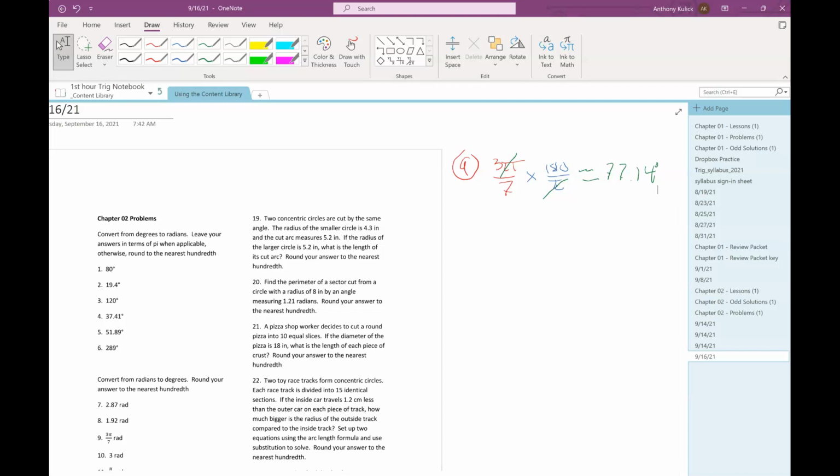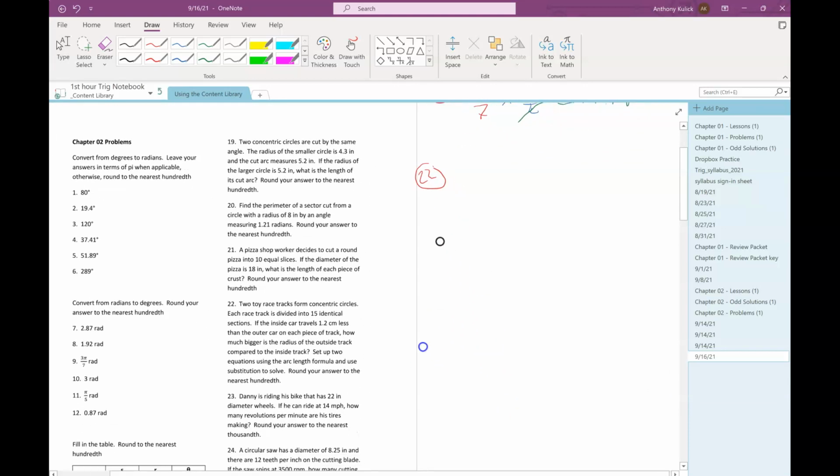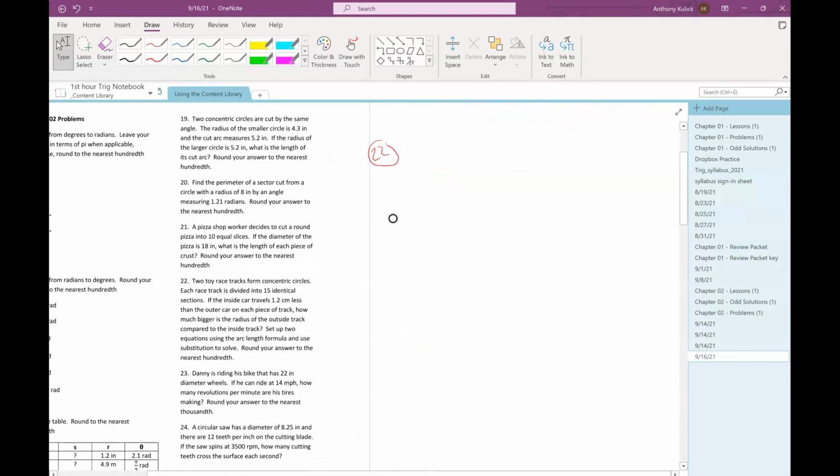Okay. So I think 22 is the most difficult of these story problems, just because it's sneaky in how you actually have to do the solving. It says 2 toy racetracks form concentric circles. We'll pause here and clarify what we mean by concentric. What we mean by concentric is you have 2 circles where they share the same center.